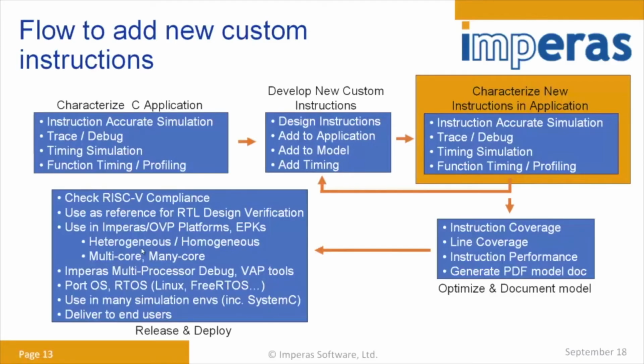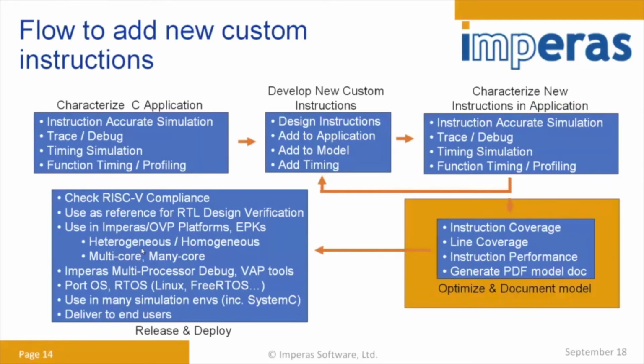So in these initial stages, we've looked at the characterization of applications, the development of custom instructions, and using those custom instructions. What we also are going to talk about briefly is actually doing some analysis of the instruction. So this is for the developer of the instructions to find out whether we've fully tested the instructions, how well we've done that testing, and also how well we've implemented the behavior of the instruction. And we'll look also at how we can automatically generate documentation which includes the information about our custom instruction work.